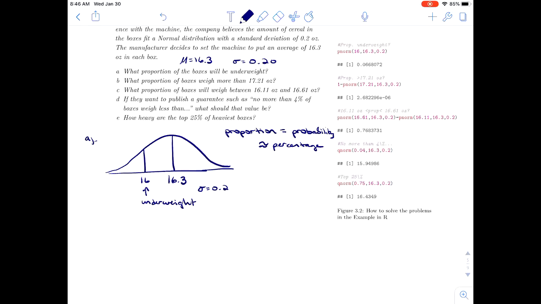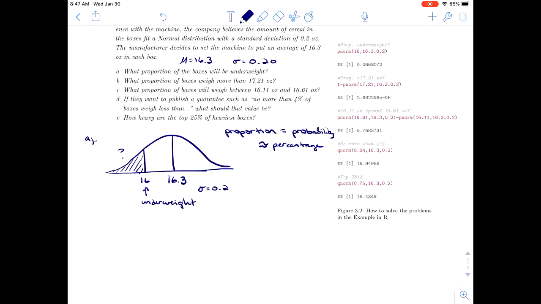Right? So you have to keep those in mind. All those three P's, they mean the same thing. So regardless of which one I use, I'm looking for the area under the curve. Right? And so what proportion of boxes will be underweight? I'm looking for this area here. Right?